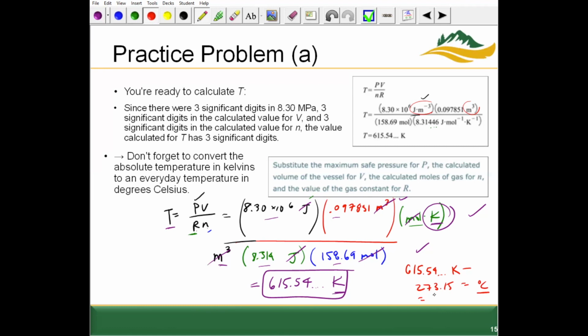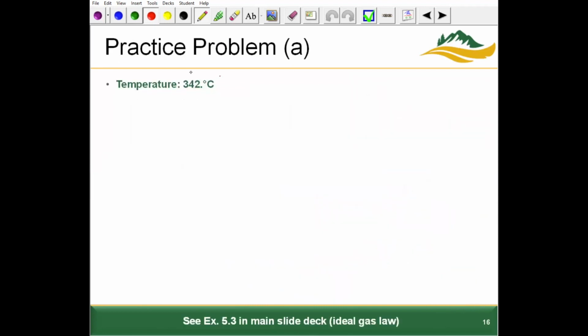We should get 342.39. To have just 3 sig figs, this keeps the 2 rounded down. This 39 does not round this up to 343. So our final answer is 342 in degrees Celsius. We had to go back and read that problem.